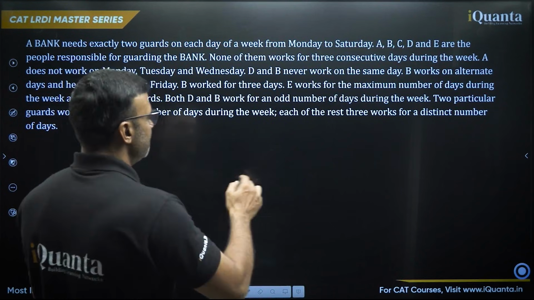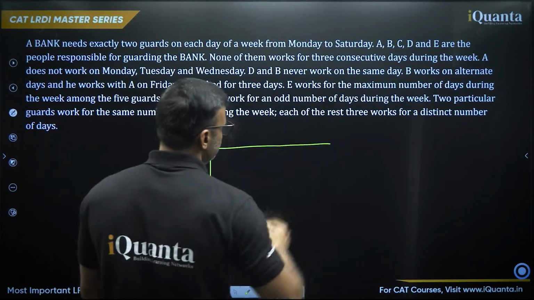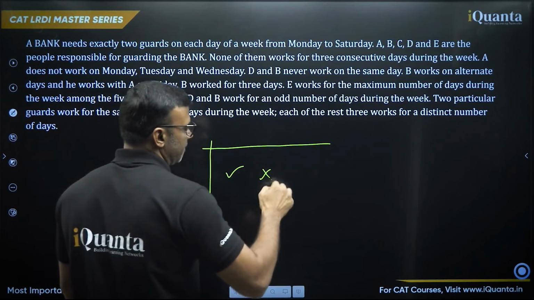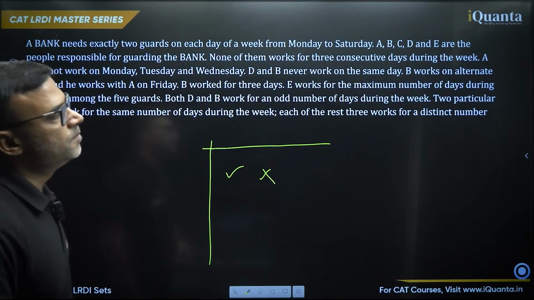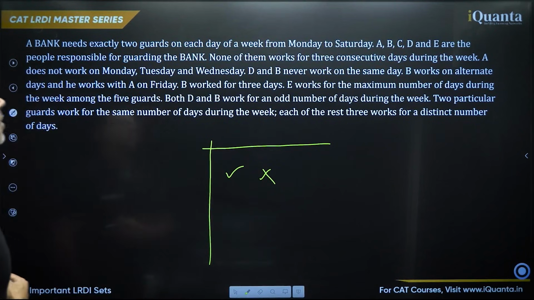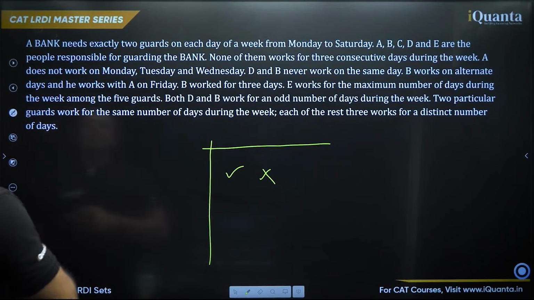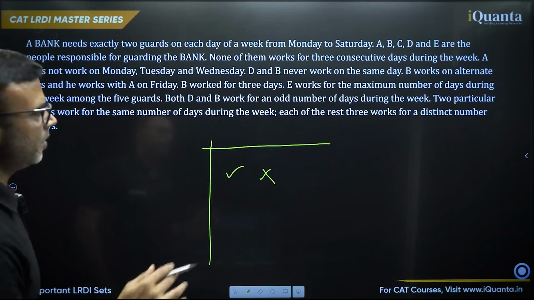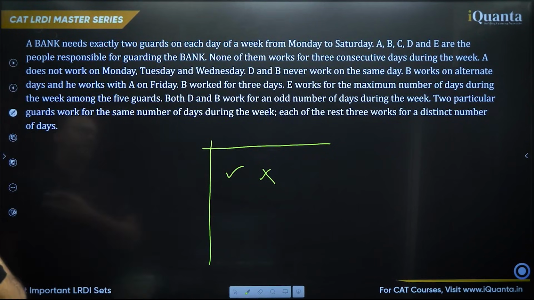So I think by now it is very clear that we have to create a grid. If somebody is working, we'll put a tick mark. If somebody is not working, we'll put a cross mark, corresponding to the combination of day and person. Right, so he works with A on Friday, B works for 3 days, E works for maximum. So all the other information is given. Right, I am assuming you have read the question.